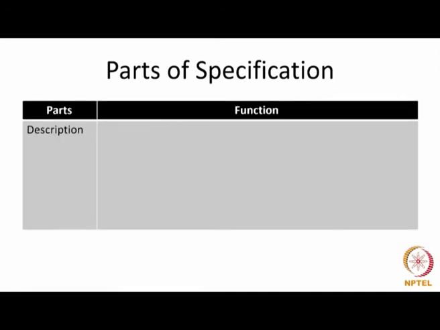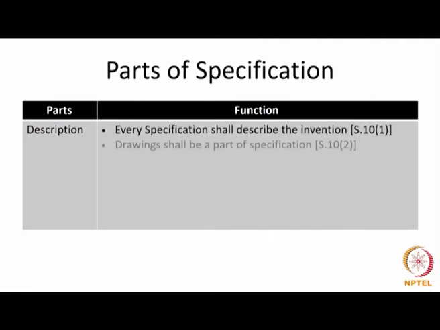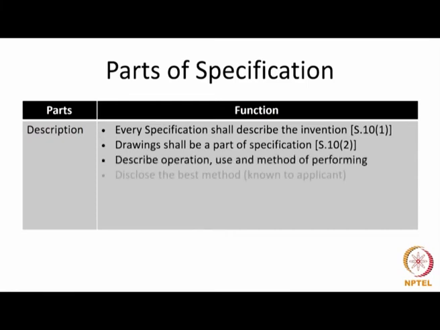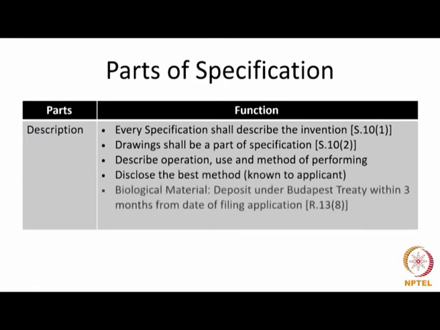Description. Now the descriptive part of the patent: every specification shall describe the invention, drawings shall be a part of the specification, describe operation, use, method of performing, and it shall disclose the best method known to the applicant. If biological material is there, then the deposit under the Budapest Treaty must be made within 3 months from the date of filing the application. These are the requirements that the descriptive part has to satisfy.